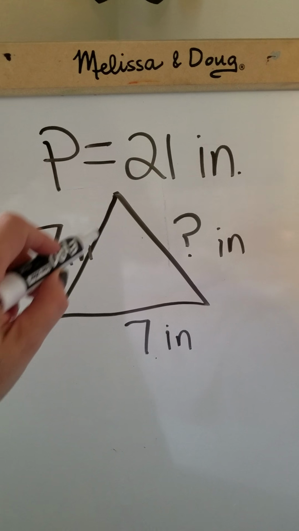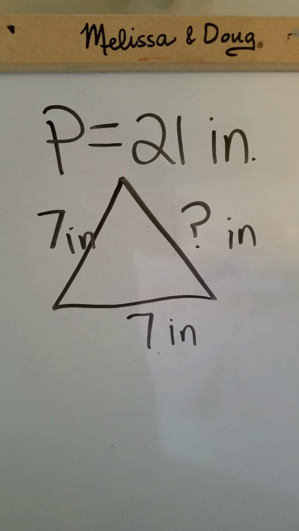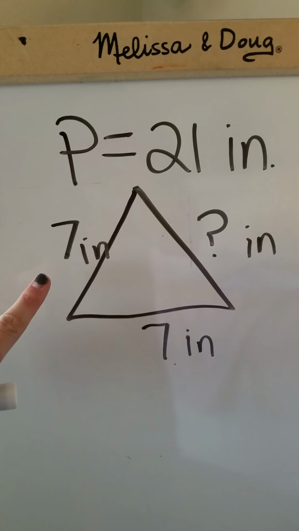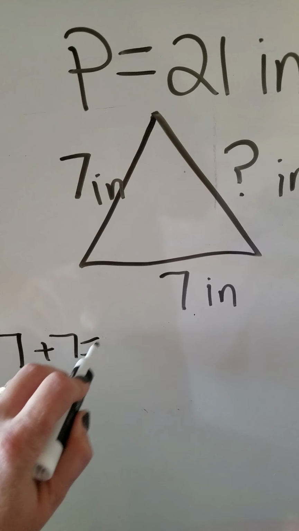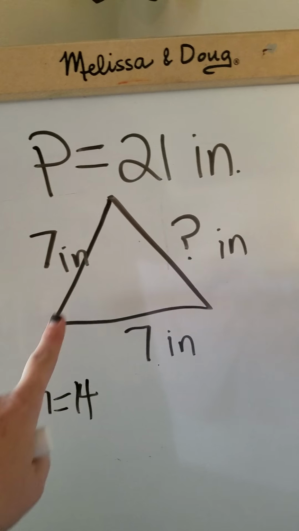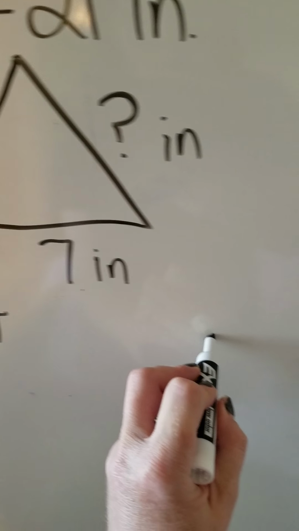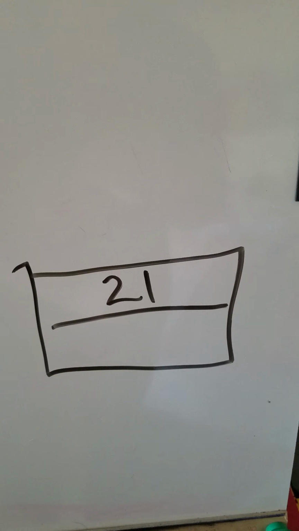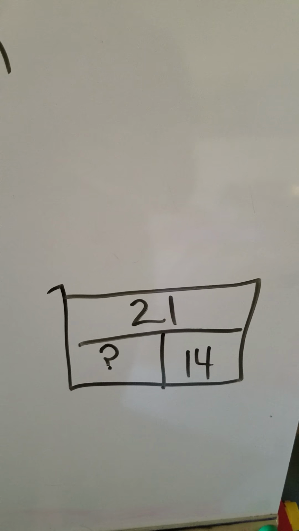So if I know the total distance all the way around this thing should be 21 inches, let's first figure out how much we already know, what we can account for. So we know to find perimeter we add. So let's add 7 plus 7, which is, of course, 14. But the whole total is supposed to be 21. So let's think about if we had a part whole, like we've used, you've used these things since first grade. If I know my total is supposed to be 21, I know part of it is 14.